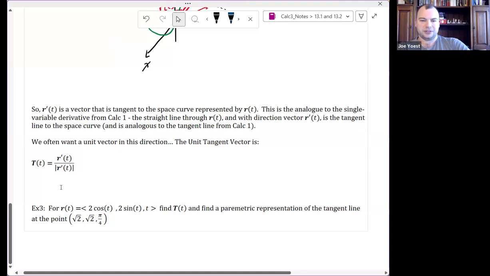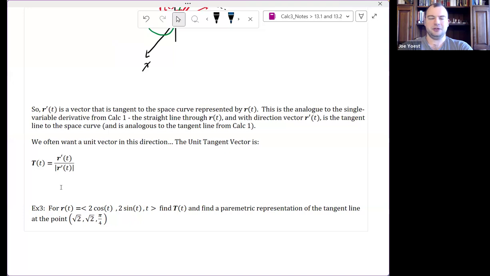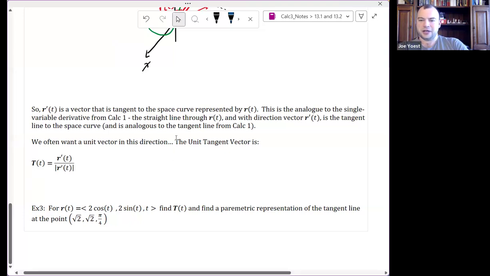It quite often turns out that if you have a vector pointing in a certain direction, it's much nicer to have a unit vector in that direction when you're actually working with it. So quite often we're interested in finding the unit tangent vector, and that's T of t equals r prime of t over the length of r prime of t. So T of t is basically just r prime of t, but shortened or lengthened to make it unit length, to give it length 1.